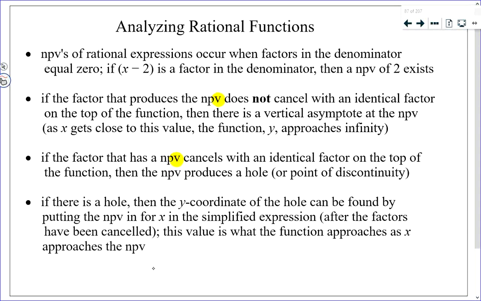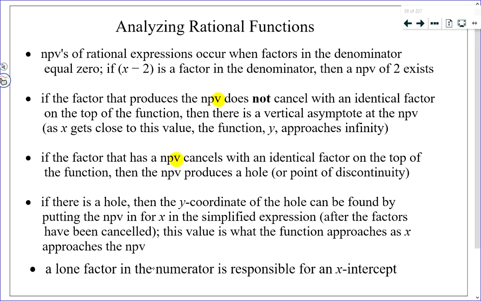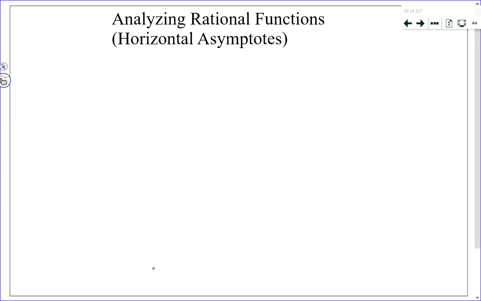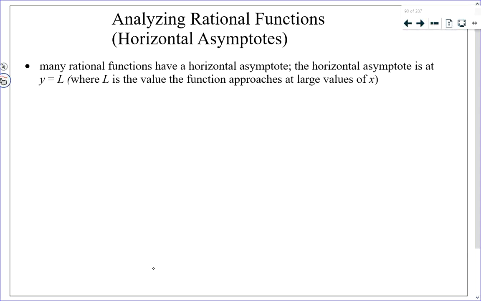If there is a hole and you want to find the y-coordinate, then take the non-permissible value that's the x-coordinate at that hole and put it back into the expression after you've canceled that factor and see what you get. That's going to be the value that the function will approach as x approaches the non-permissible value. In other words, it will be the y-coordinate of the hole. And the final thing is if you have a factor in the numerator that doesn't cancel, it's responsible for an x-intercept. So if after canceling you had x plus 3 in the numerator, x equals negative 3 would be an x-intercept.